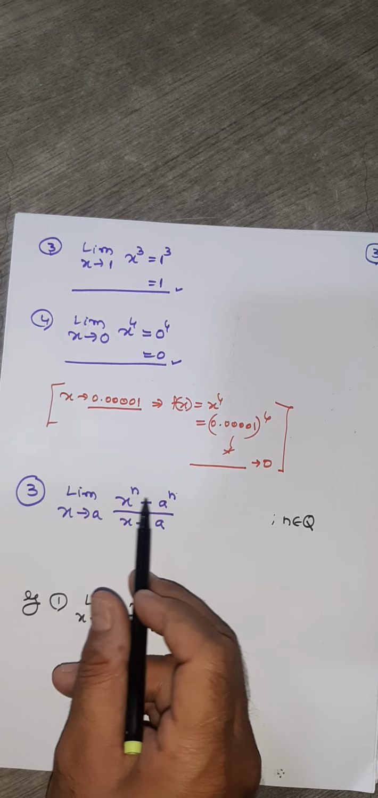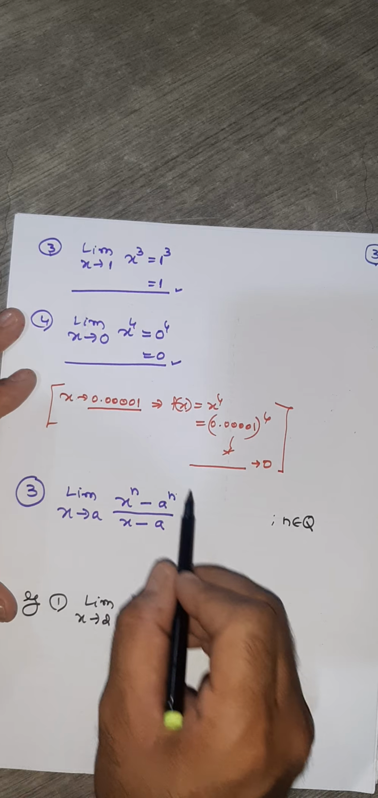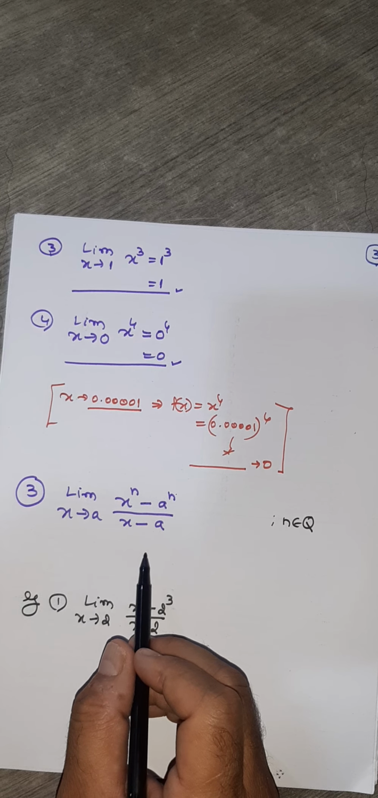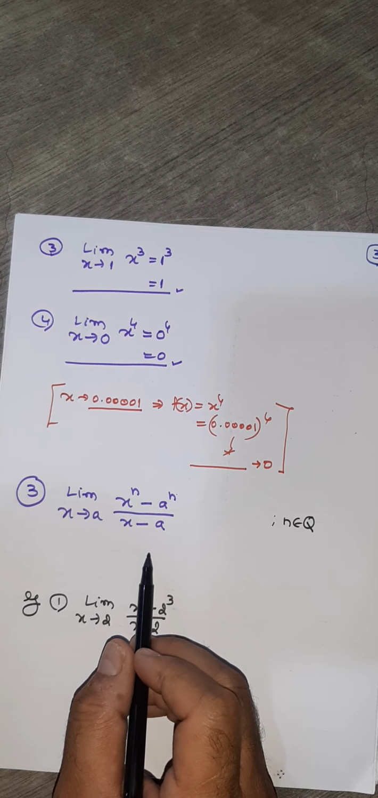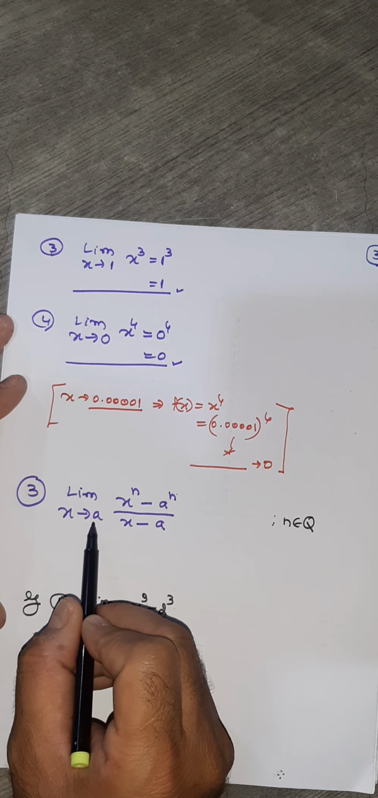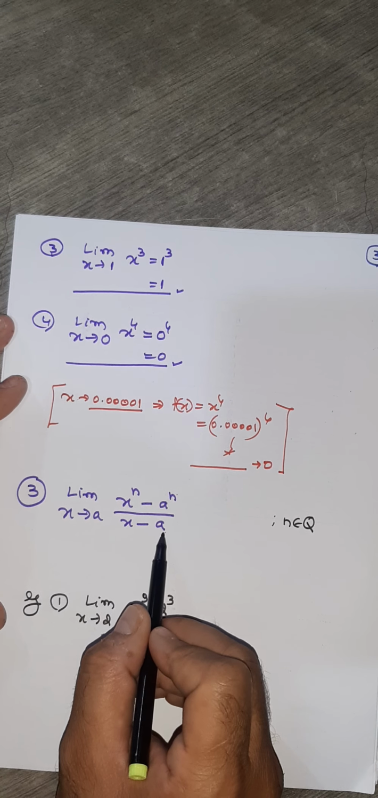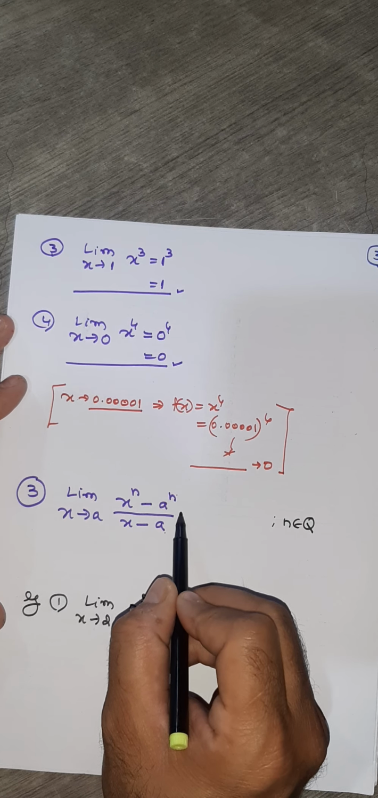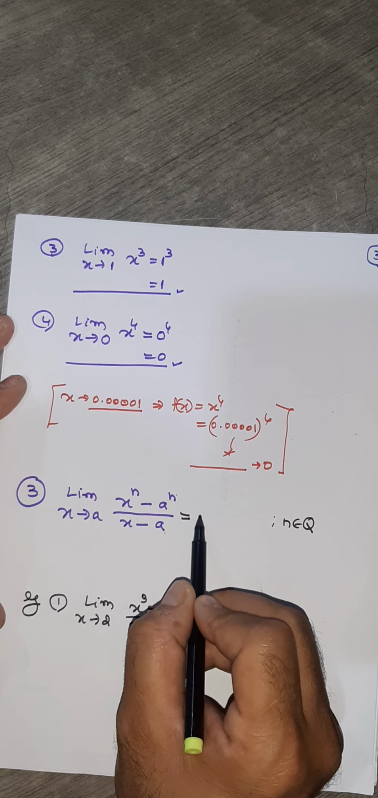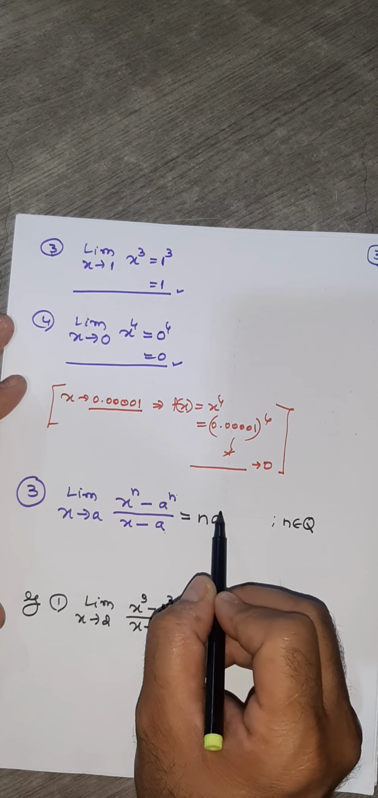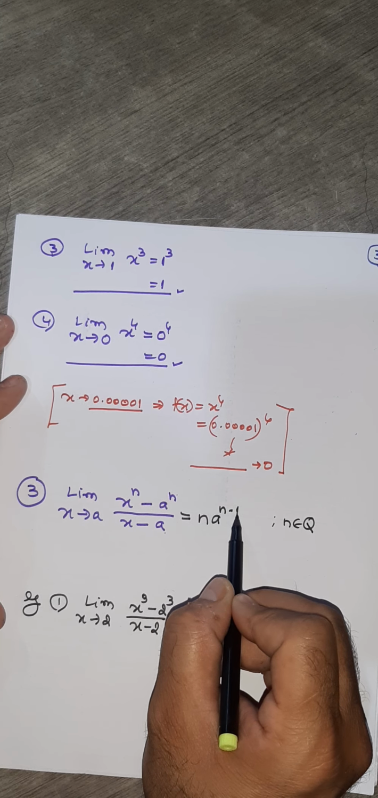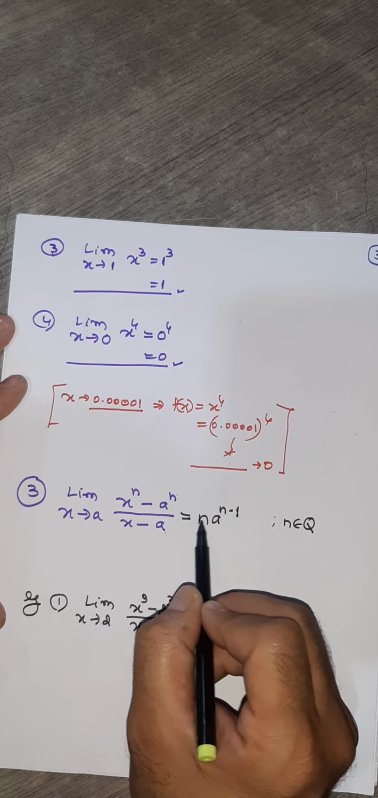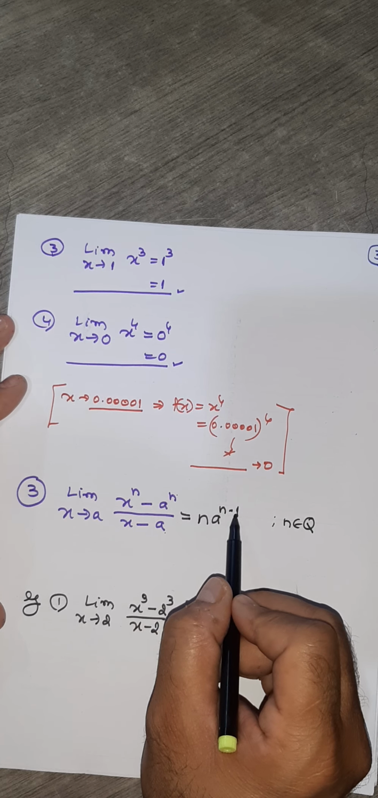Then the limit of this expression. Now when I use the word limit of this expression, what does it mean? Whenever x is very close to a, then this function is close to which number? That's the question. So that is close to this number, n into a raised to n minus 1. I repeat, n into a raised to n minus 1.